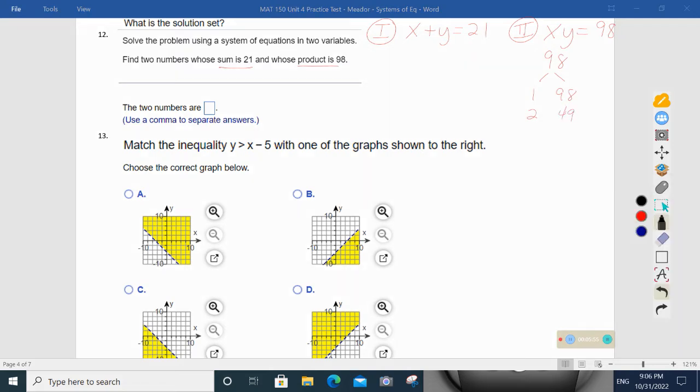All right, let's see. 98 divided by 3 I don't think works. Nope. 98 divided by 4 doesn't work. 98 divided by 5 doesn't work. 98 divided by 6 doesn't work. 98 divided by 7 is 14. Oh, look. That has a sum of 21. So the numbers are 7, 14.